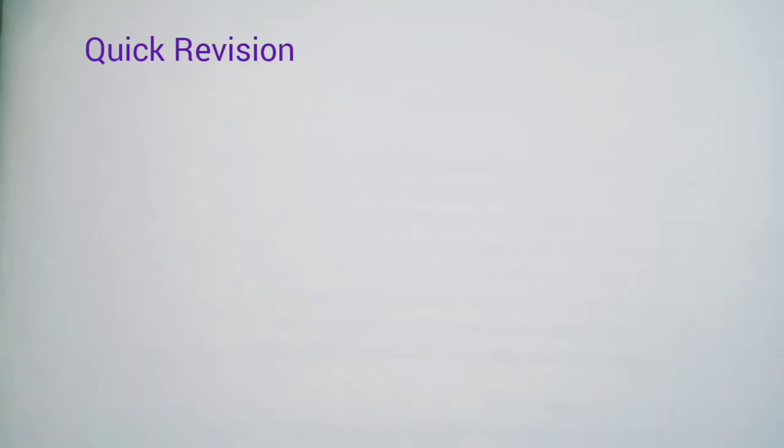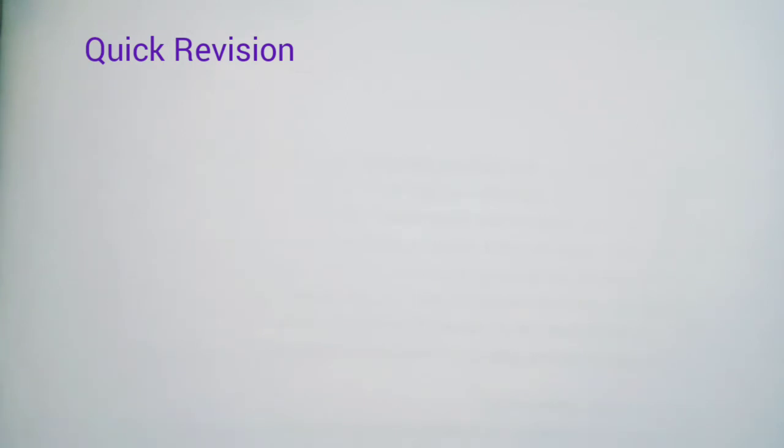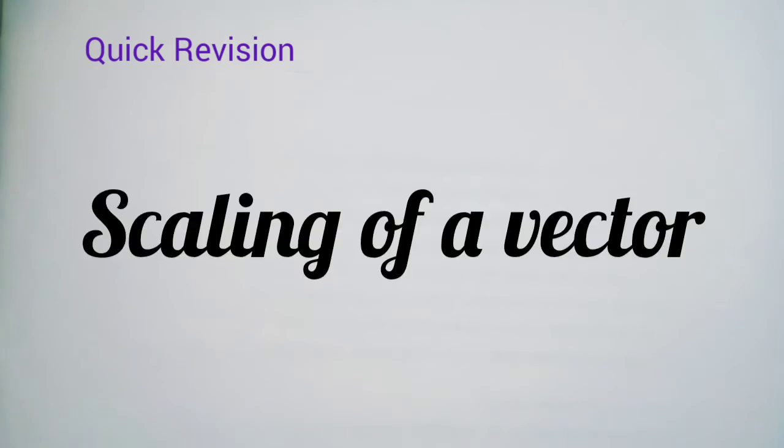Just a quick note. We have noted what a vector is, right? We know what a vector is. We have given definitions and different examples of what a vector is. We also know what addition of vectors is. We have seen different methods, including the tip to tail method, which is a very common method for adding vectors. We also know what scaling of a vector is. Multiplying a scalar with a vector, we get the scaling of the vector. We have seen different examples.